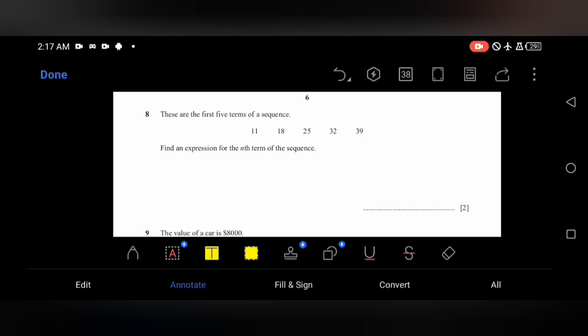These are the first 5 terms of a sequence: 11, 18, 25, 32, 39. Find an expression for the n-th term of the sequence. Now, the first thing you need to do is to study the nature of the sequence. We need to know whether this sequence is a linear sequence, a quadratic sequence, a cubic sequence, or a geometric sequence. Now, looking at what we have here, we can check the difference.